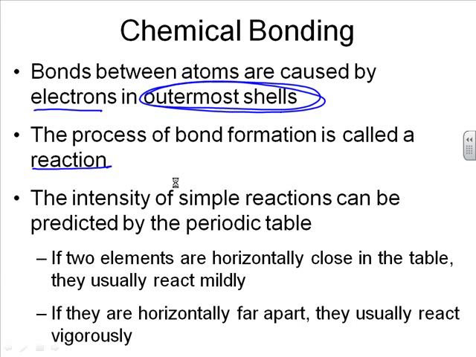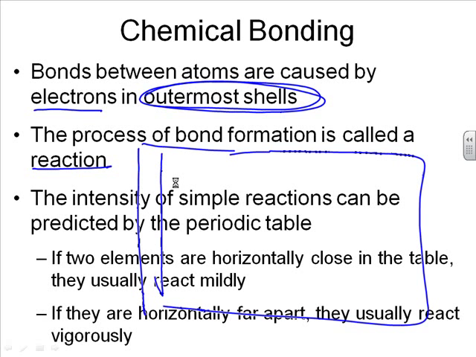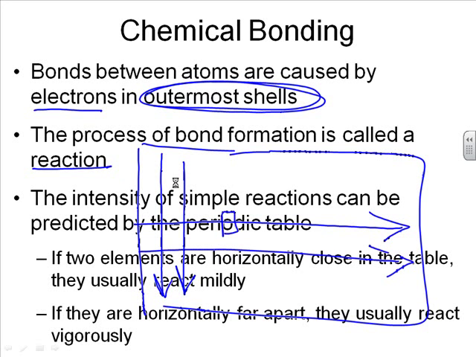Now, we can predict how reactions will occur by looking at the periodic table. So remember, we had families going this way, we had periods going this way. By looking at the placement on the periodic table, you can make a prediction before you ever do a chemical reaction. If there's an element here and an element here, and we want to react those together, well, they're close together horizontally. So they're going to have a very mild reaction. If we take an element from here and from here, they are further apart horizontally, and we would expect a much more vigorous reaction out of these elements.